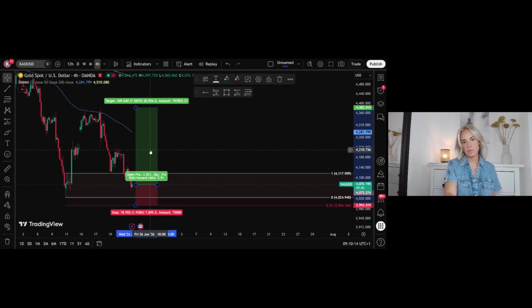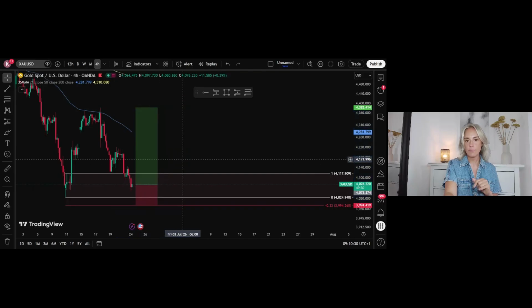This is my long positioning tool. This is my stop loss area, my take profit. So this trade would be a 1 to 3, nearly a 1 to 4 risk to reward. So I'm risking 1% to gain nearly 4%. So let me just go back here. I'm going to stop sharing.